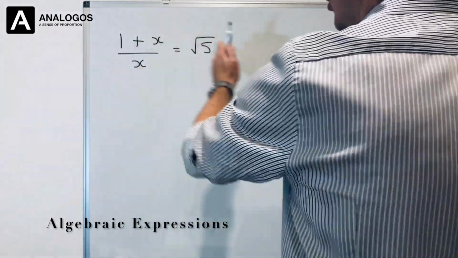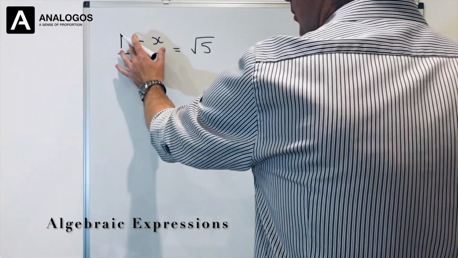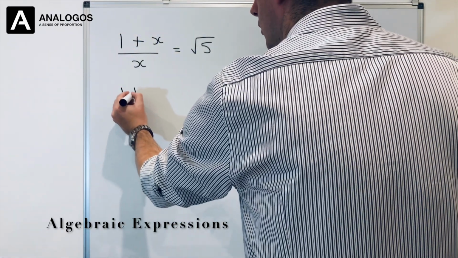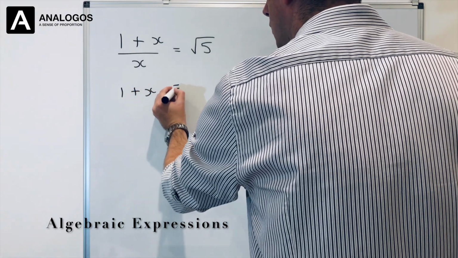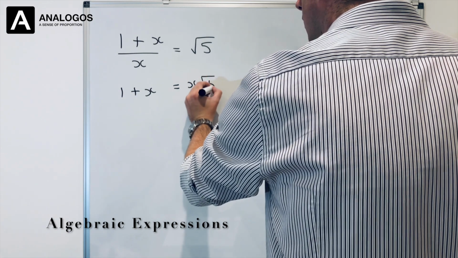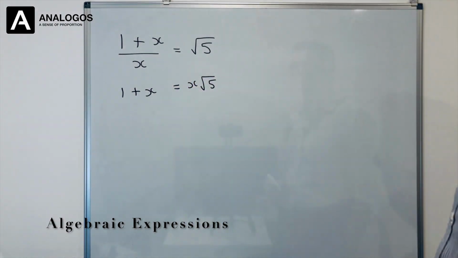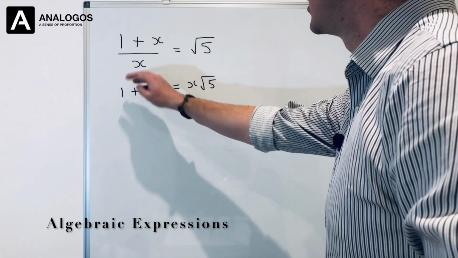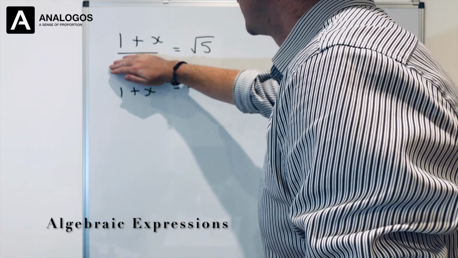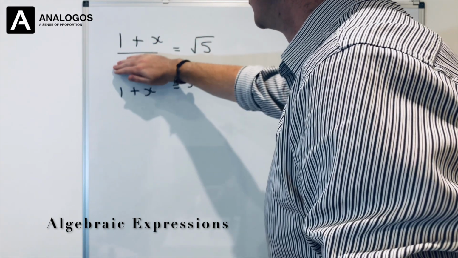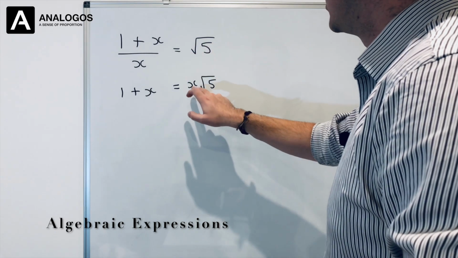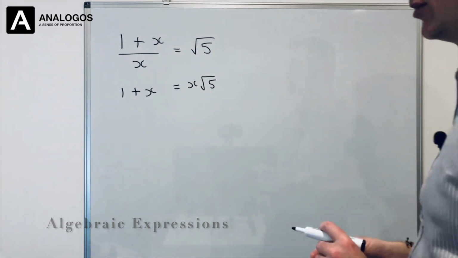So let's multiply through by x, okay? If you multiply by x on the left-hand side, you're just going to be left with the numerator. So you've got 1 plus x equals, on this side, x root 5. Okay, all I've done is just multiply both sides by x. If I multiply this side by x, it cancels out with this x on the denominator, because multiplication is the opposite of division. So you're just left with 1 plus x. On the right hand side, I multiply by x, hence x root 5. Okay, nothing too bad so far.